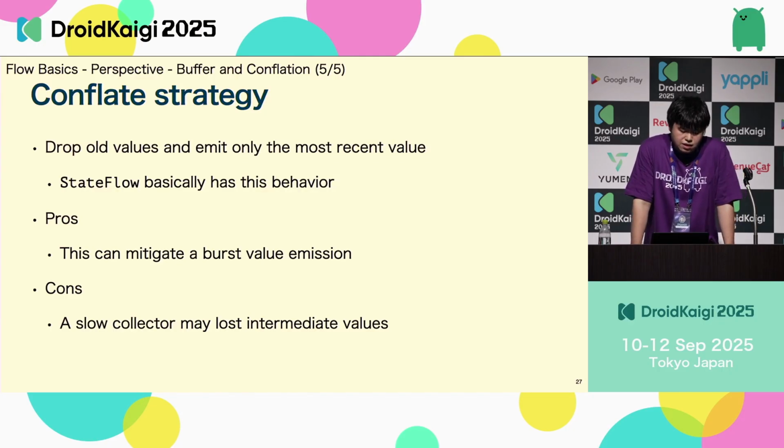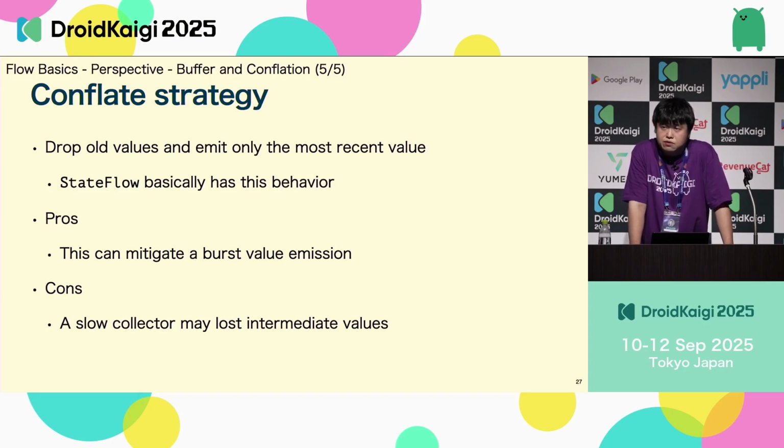Conflate strategy is popular as a state flow uses this strategy. It may drop values if a workload is high, but the most recent value will be surely sent to a downstream. This can mitigate a burst value emission, but a slow collector would lose intermediate values instead. If you need all values, this is not an option.